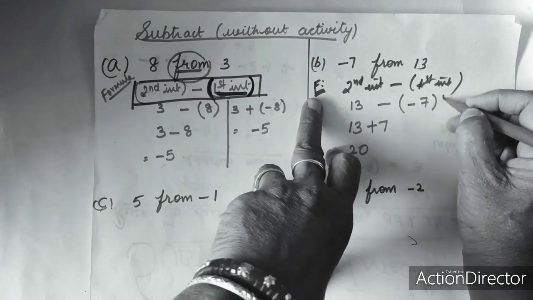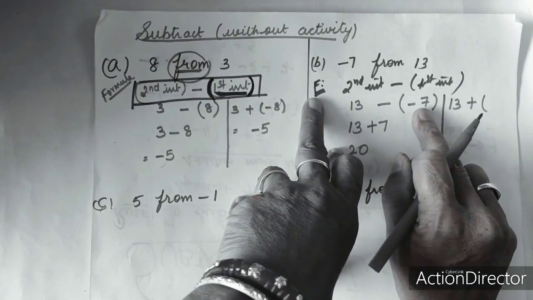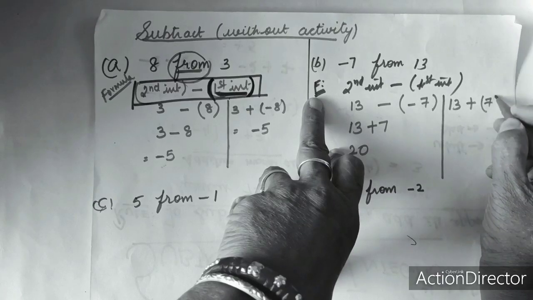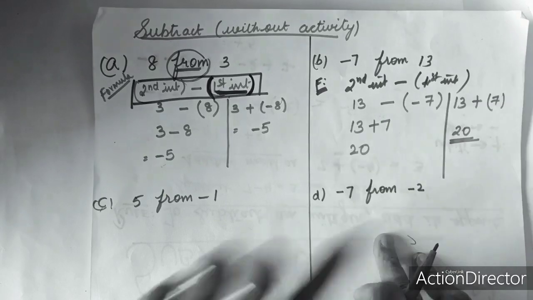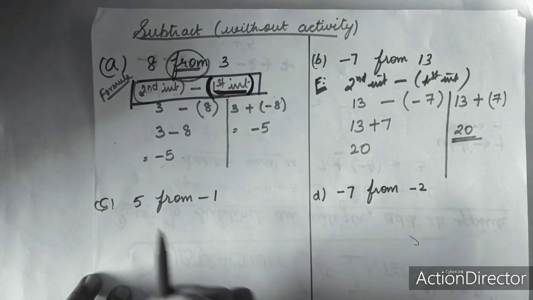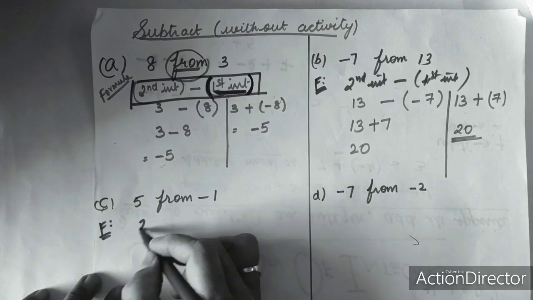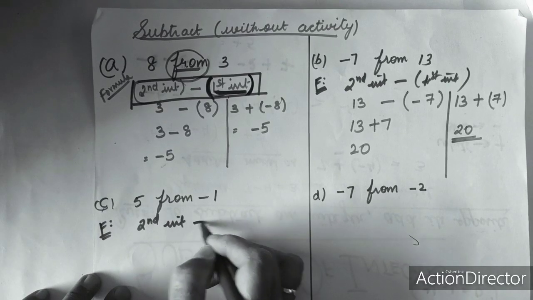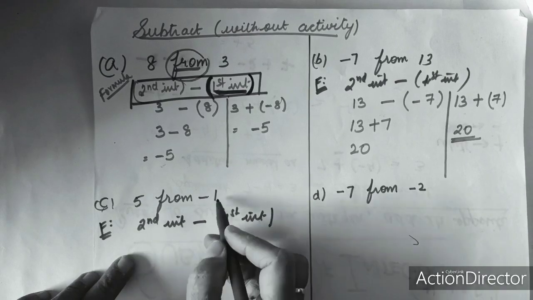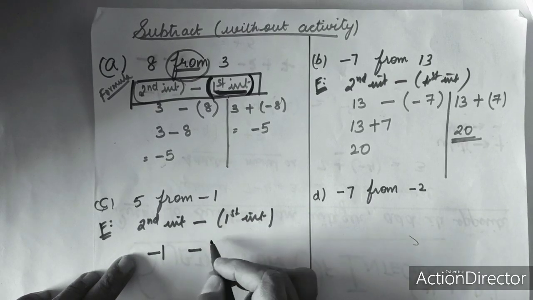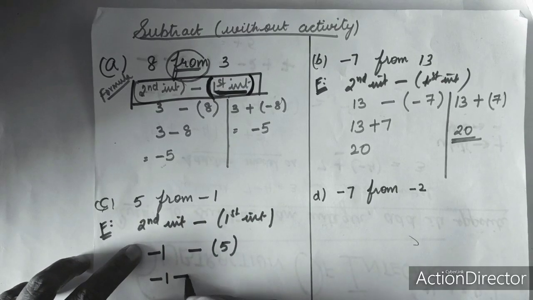This can also be done by the second method. 13 plus the opposite of minus 7, which is plus 7. So 13 plus 7 is also equal to 20. Both the methods are right. Now again the third sum, 5 from minus 1. What is the formula? Second integer minus first integer in bracket. So what is the second integer? Minus 1, minus first integer, which is 5. So this can be written as minus 1 minus 5.